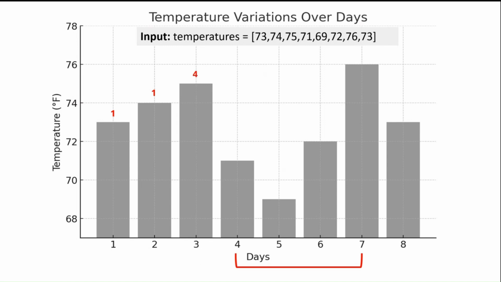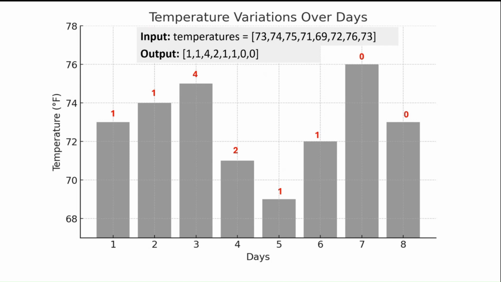And similarly, for each day, we need to check how many days we need to wait to get more temperature than that day. And the values which we have represented here in red are basically the number of days we need to wait for each day to get more temperature. Those values we need to represent as an array and return that as an output.